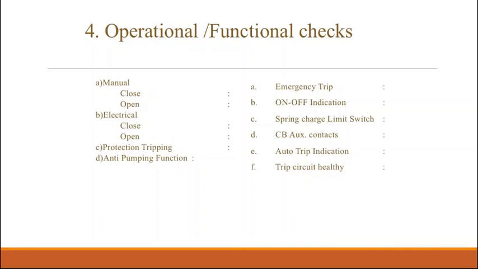Auto trip indication we have to check. Trip circuit healthy we have to check. There are indications and there are statuses, both we have to check. These are all the functional checks. Apart from this, there are certain more functional checks also available. Depending upon the scheme, we have to check.